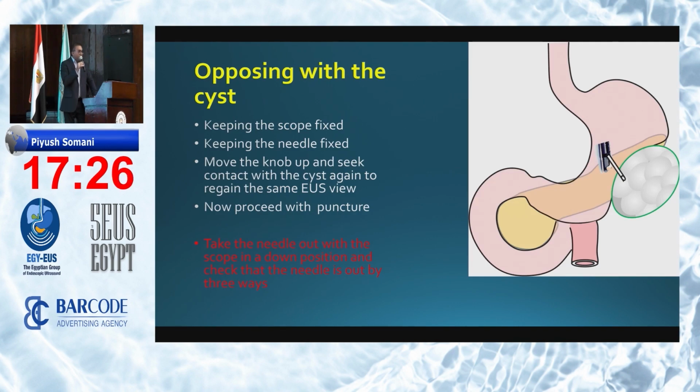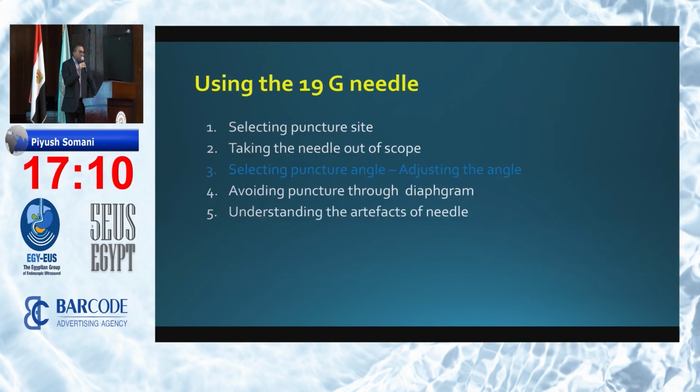Coming to opposing the cyst wall, keep the scope fixed, keep the needle fixed, move the knob up and seek contact with the cyst again. So we made it down, we made it up again, and now we can go ahead with the puncture. Again, we have to make sure that the needle is out by the three methods which we have described.